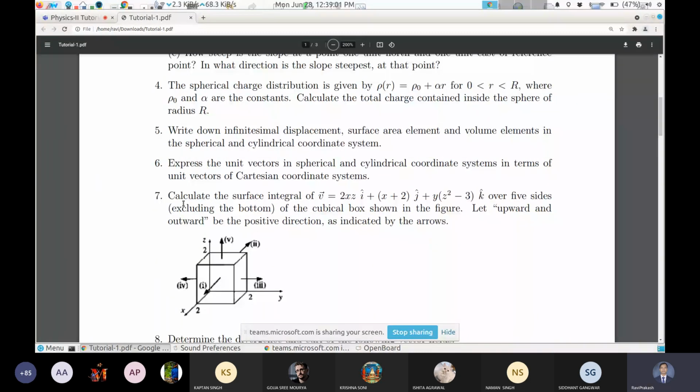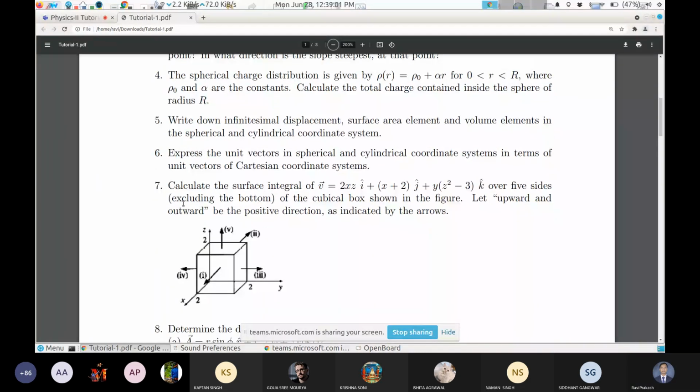Problem number 7. Any doubt here? No, sir. See, this is an open surface. Why open surface? Because the bottom side of this cube is now excluded. So this is an open surface. You can have any surface vector you want, and accordingly you will get different answers. And that is why we have given you the direction of the surface vectors. If you choose other directions, you will get other answers.